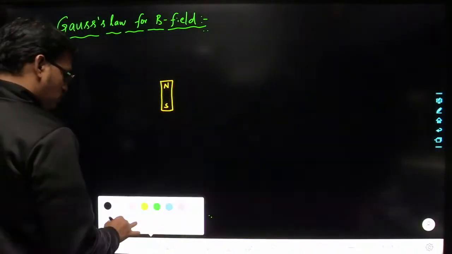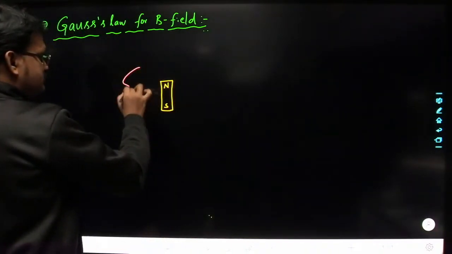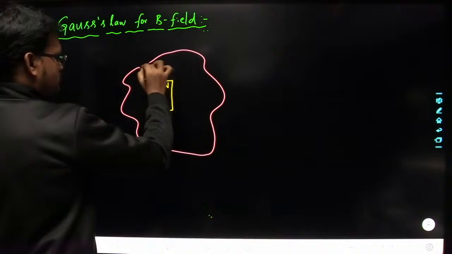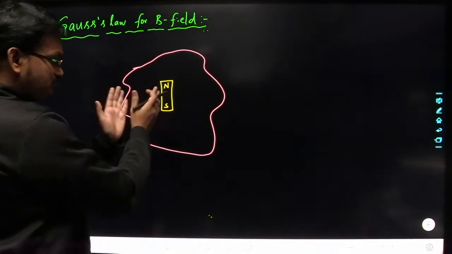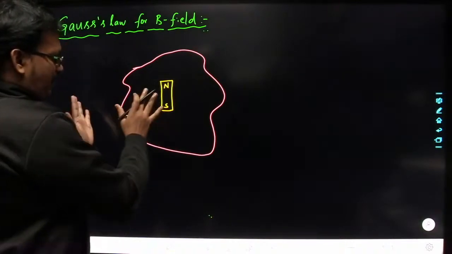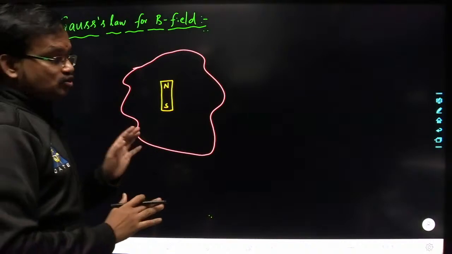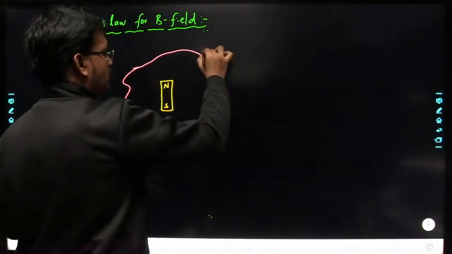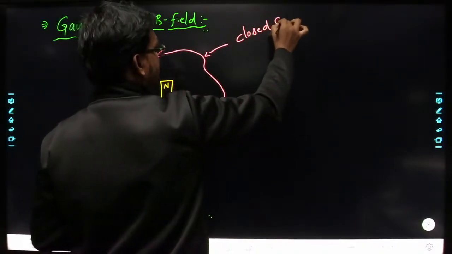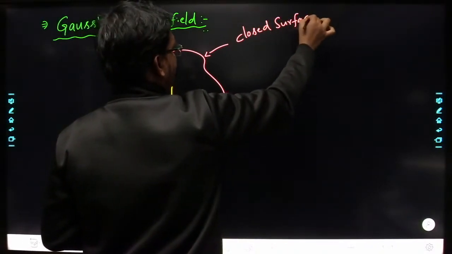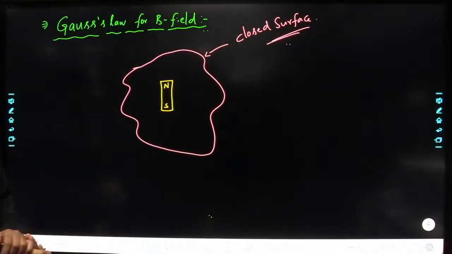Now I am enclosing this magnet with a closed surface, with some closed surface. So this is the closed surface here. I have taken the magnet and I have enclosed that magnet with a closed surface. This is not a closed loop, this is a closed surface. So I have enclosed the magnet with a closed surface.